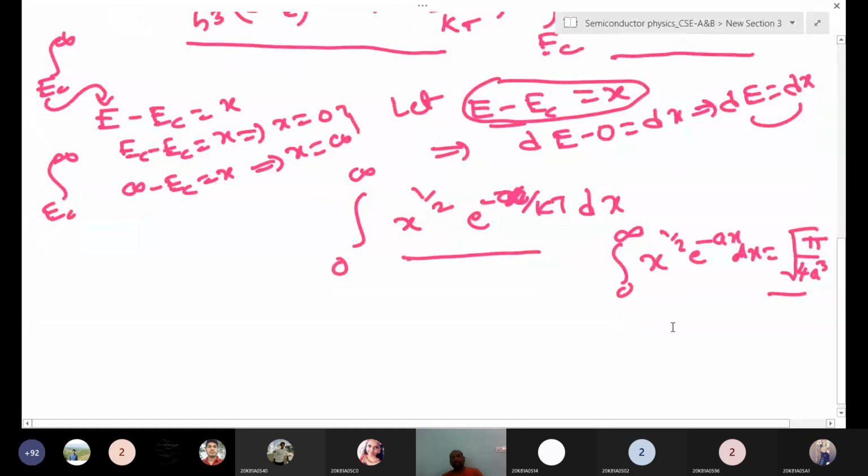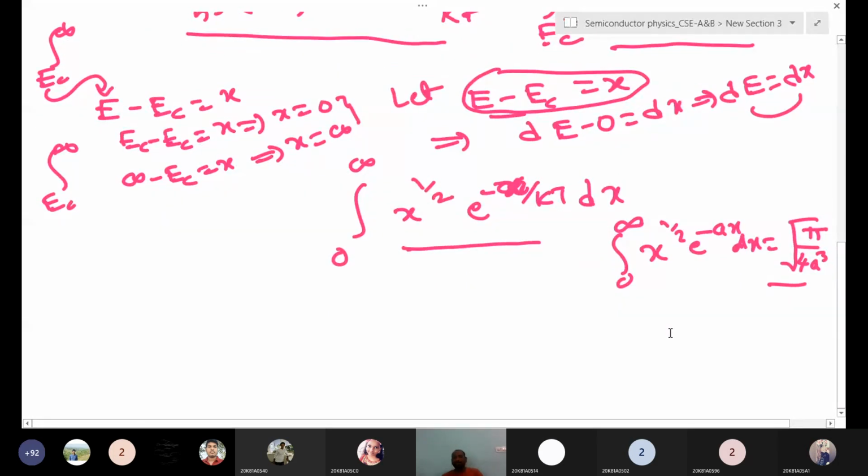What is the minus? Minus 1 by KT, constant. Already minus is there, here minus is there. A means here 1 by KT. Now our integration turns out root pi by 4 into A means 1 by KT, and here cube is there. Now we got the integration this much. This value will go in the equation only, we are deriving this one.